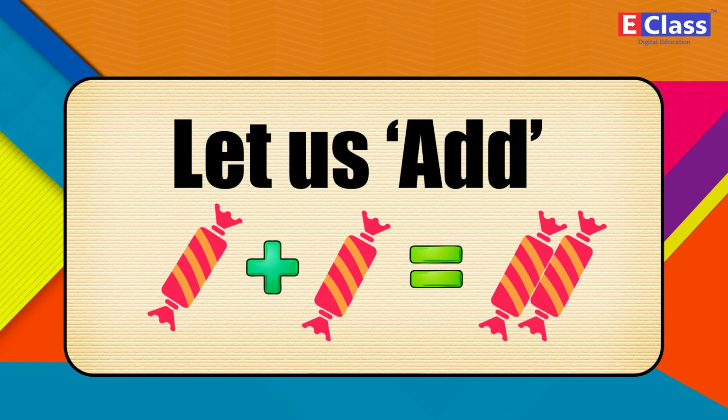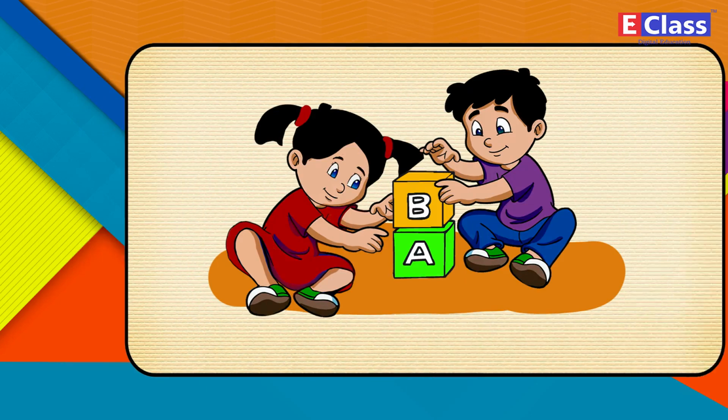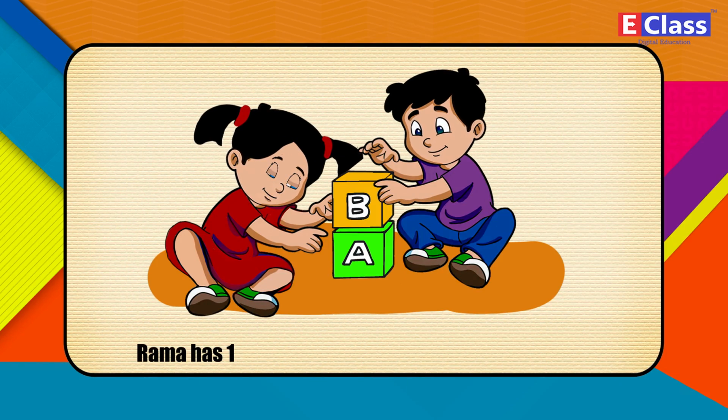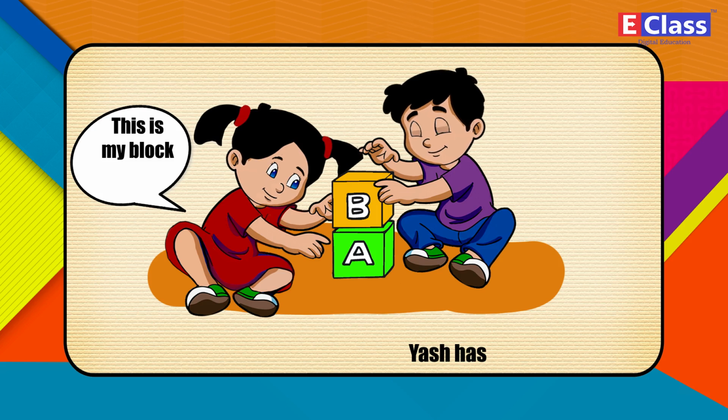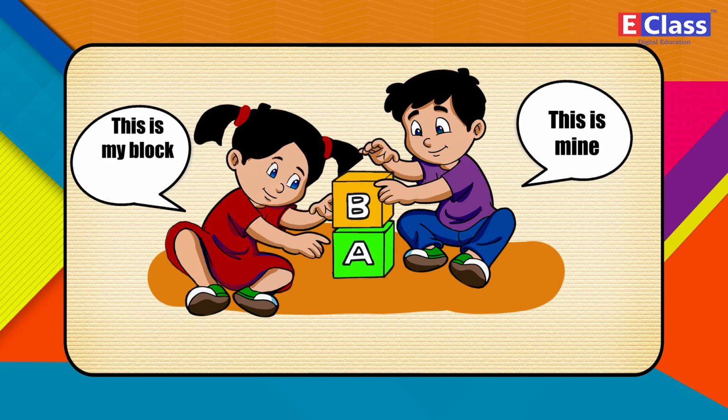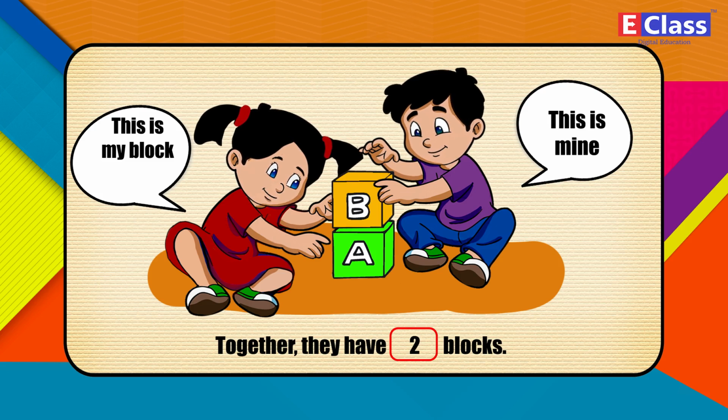Let us add. Rama has 1 block. This is my block. Yash has 1 block. This is mine. Together, they have 2 blocks.